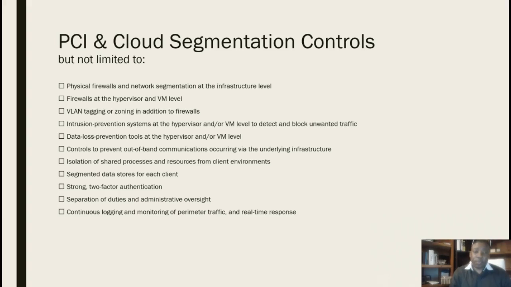In some cases, there may be exceptions with business justification as to why you wouldn't have, for instance, data loss prevention tools. You may not have isolation of shared processes and resources for whatever reason. But as long as you have business justifications, some of those things can pass. For the most part, these are the controls you need to have if you're going to implement your CDE in the cloud. All right, you got it?